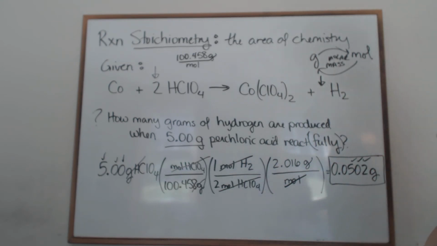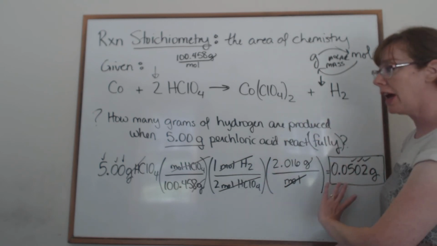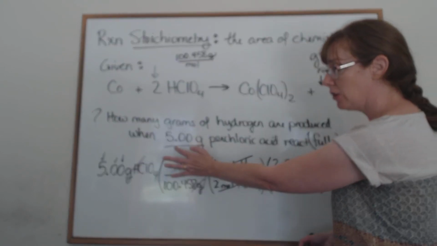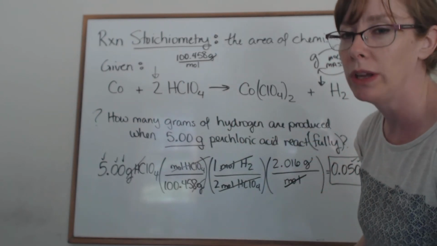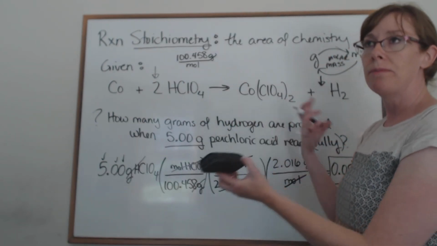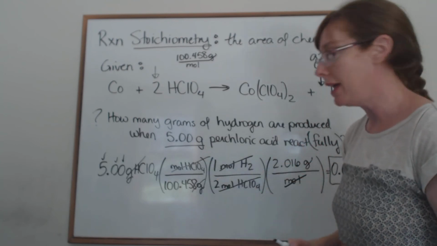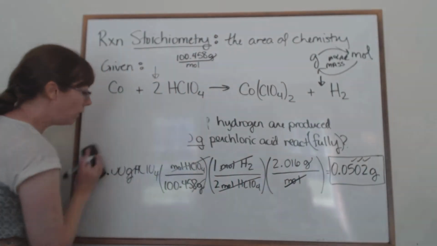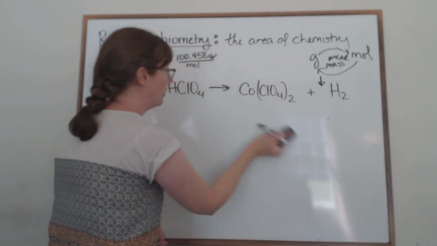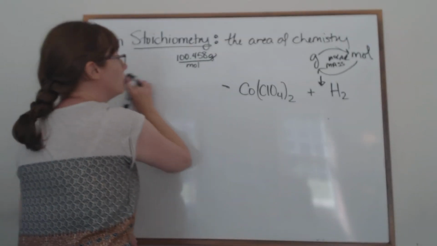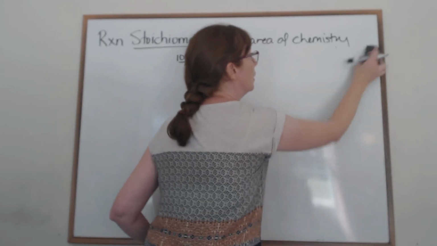0.0502 grams. That's how many grams of hydrogen I would get if I'm in the lab and I started with this much of that. So that's the practicality of stoichiometry. It's helping you calculate how much you expect to make. Let's do one more, and I'm going to add one more layer of complexity on this.